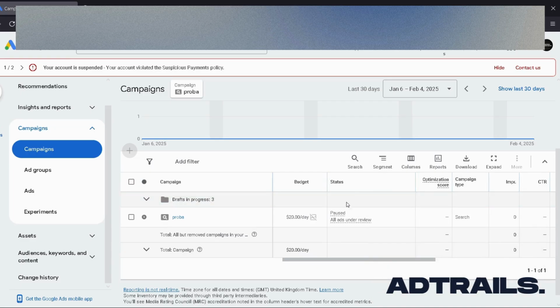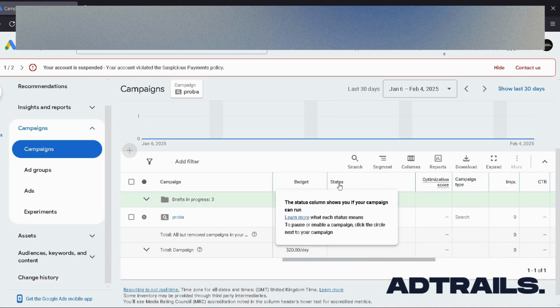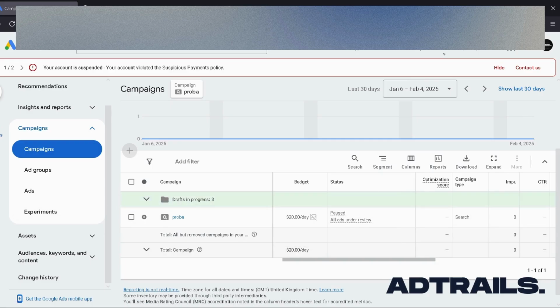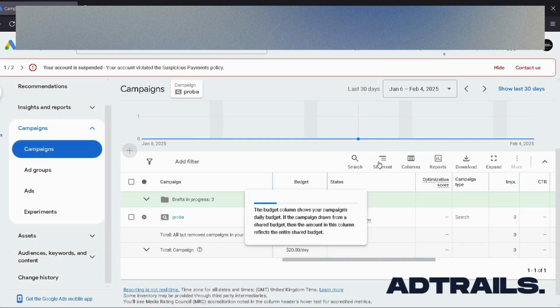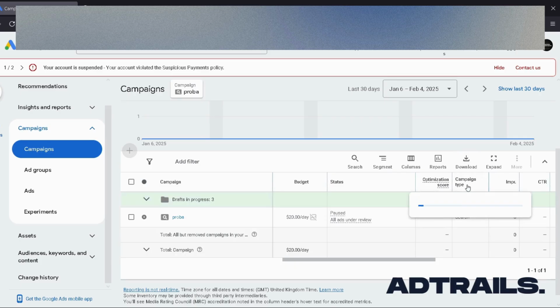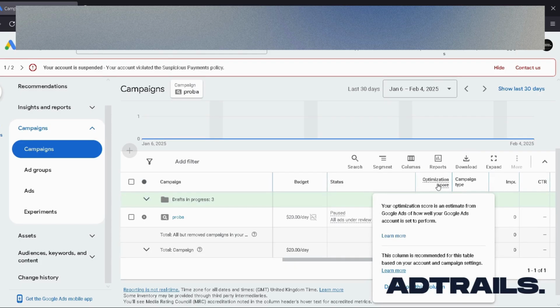Then we have a status here. As the text says, it shows if your campaign can run or not. That literally shows whether the campaign, ad group, or ad is active, paused, or disapproved, helping you to track the campaign's operational state. When it comes to optimization score, that is a score from 0 to 100 that suggests how well your campaign is set up for optimal performance, based on Google's recommendations.